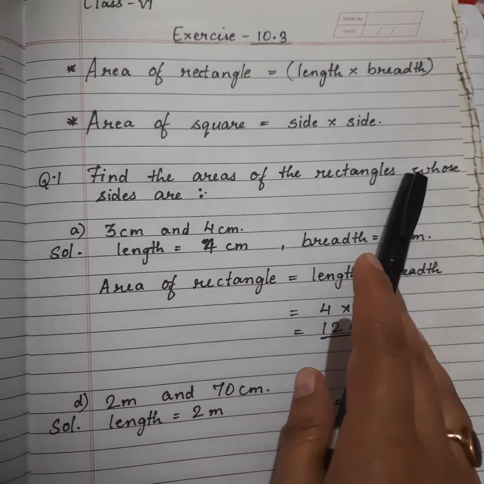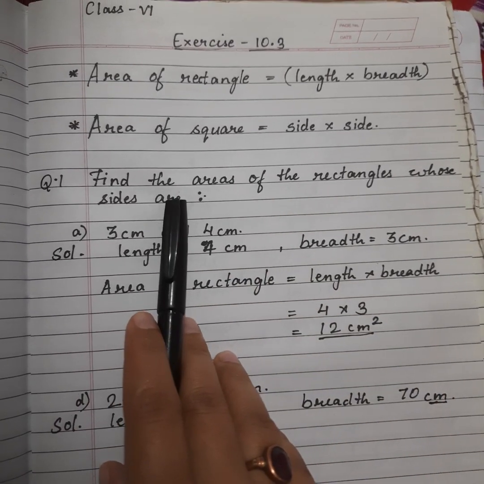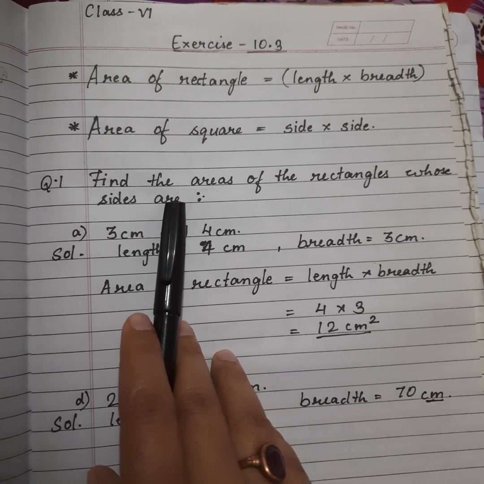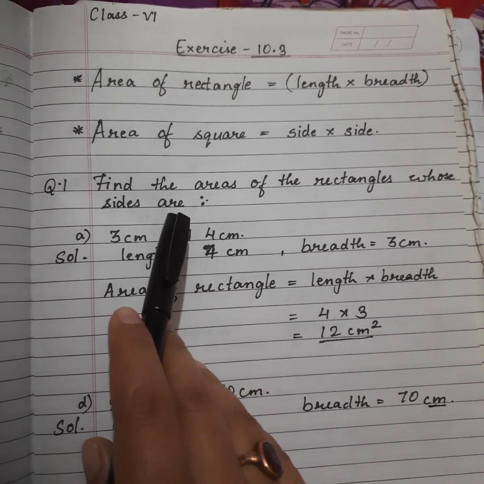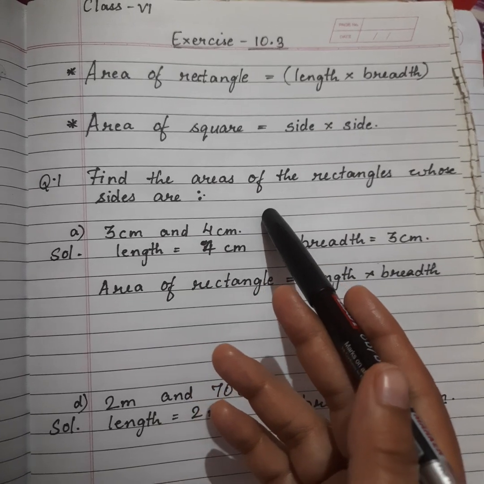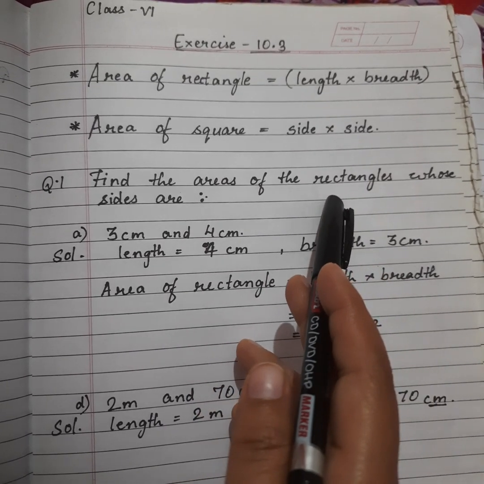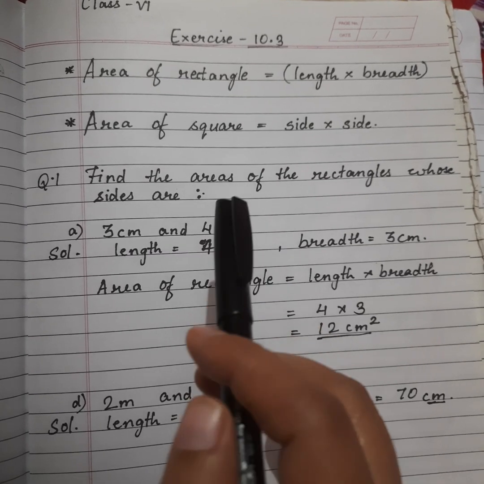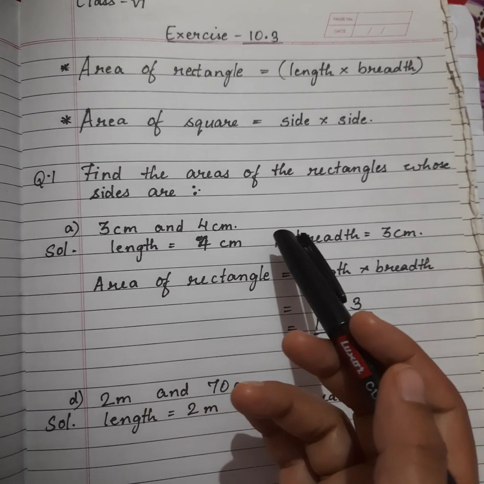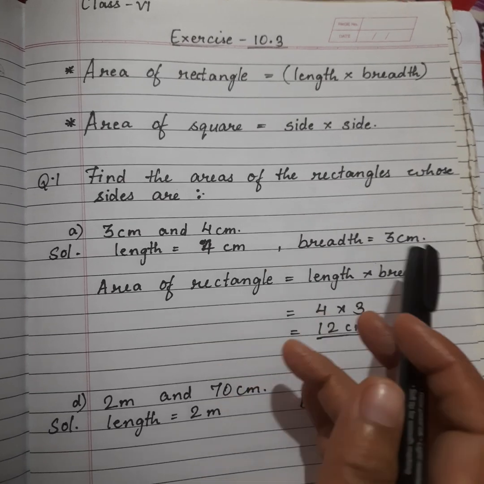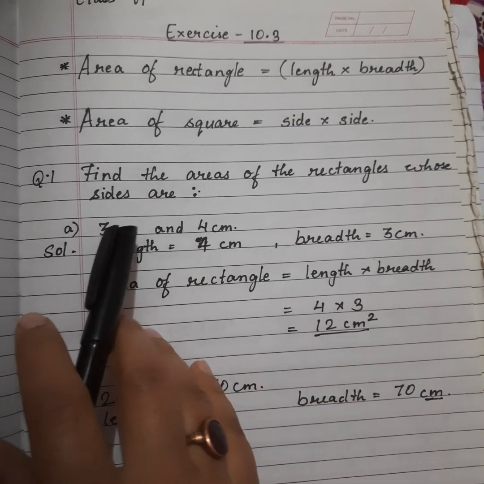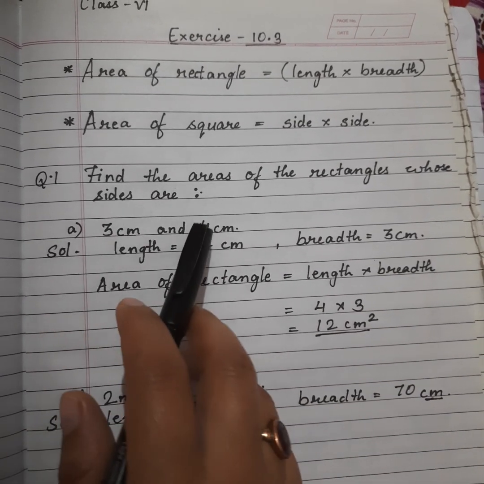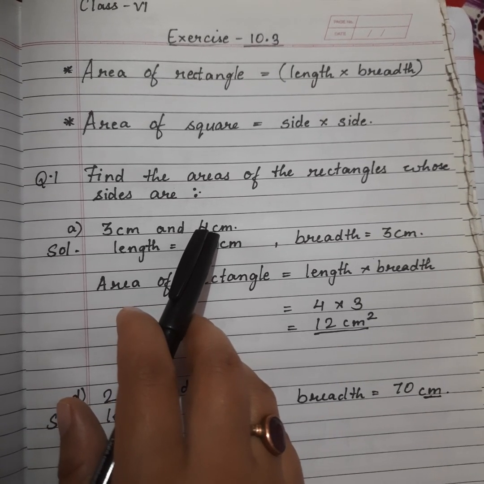Find the areas of the rectangles whose sides are given here, and we have to find out the area of the given rectangle. In this question we have to simply put the formula and substitute the value, and then you can find out the answer. First one is 3 centimeter and 4 centimeter.